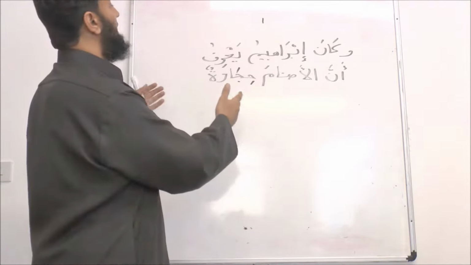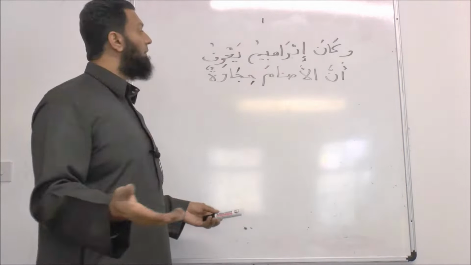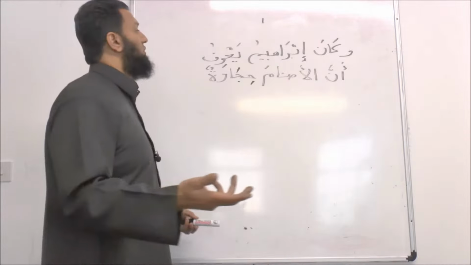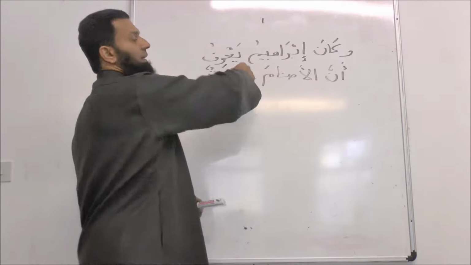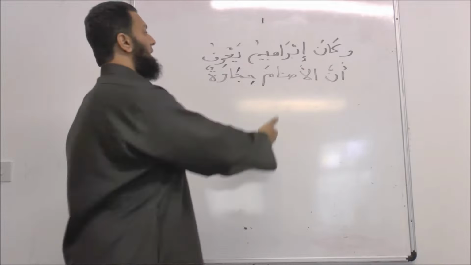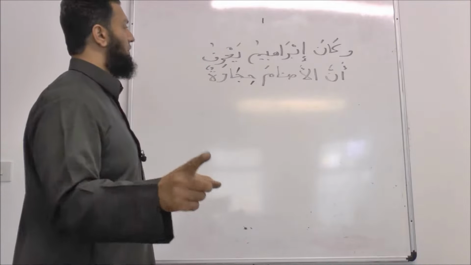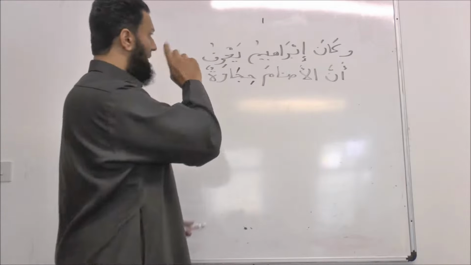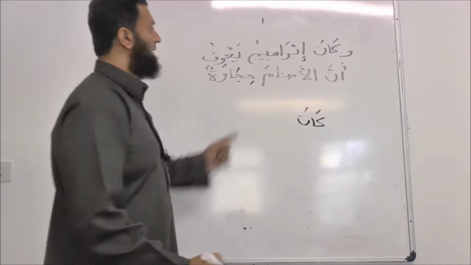So what does it mean? وَكَانَ إِبْرَاهِيمُ يَعْرِفُ أَنَّ الْأَصْنَامَ حِجَارَةٌ. Ibrahim knows, right? Idols are made of stone. So that's what it means. Ibrahim كان يعرف, he used to know أن الأصنام, that the idols حجارة are stone. So very quickly, because this one's quite interesting, we have kana here.